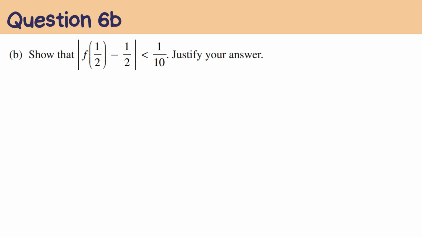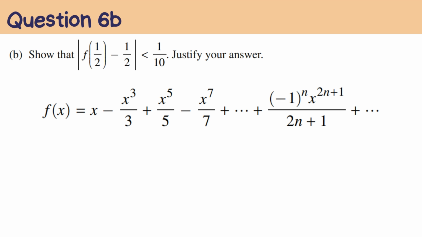Now for question 6b, we need to show that f of 1/2 minus half is less than 1 over 10. So here is the original series, and we need to find out if I can use the alternating series remainder or the Lagrange remainder. Obviously, the alternating series one is a lot easier, and I hope I can use it on this one. So I can use an alternating series remainder if the alternating series converges.